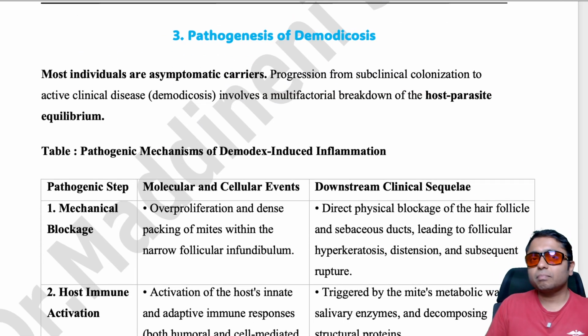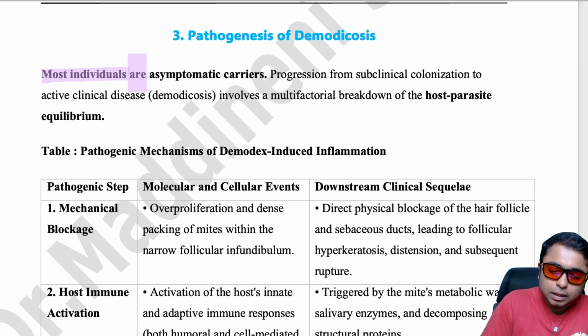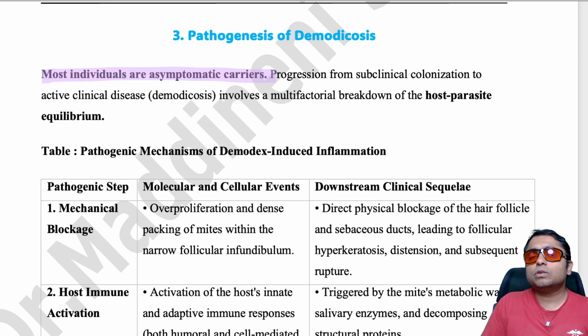In the pathogenesis, it is very important. So now coming to the pathogenesis. Most individuals are going to be completely asymptomatic carriers.